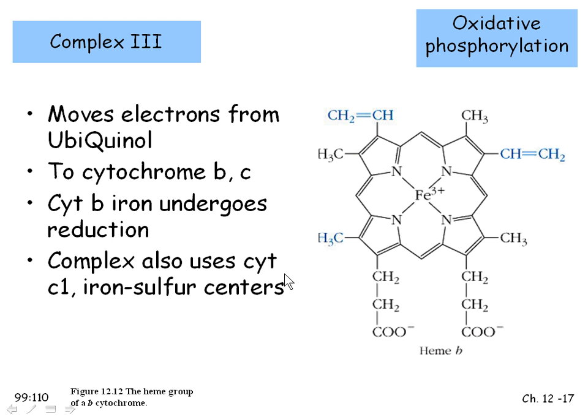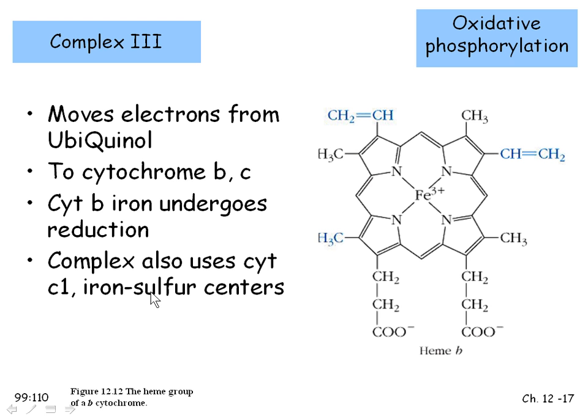The next big moment in electron transport is complex 3. So wherever the electrons came from, whether they came from NADH or whether they came from succinate dehydrogenase, they're all going to have to move through complex 3 to get anywhere else. And so complex 3 is going to receive the electrons from ubiquinol. It's going to then transfer them to 2 cytochromes. And in the process, cytochrome B is going to be reduced, and cytochrome C1 will also be reduced.